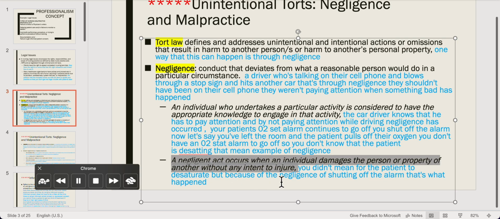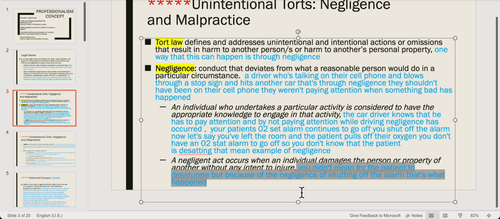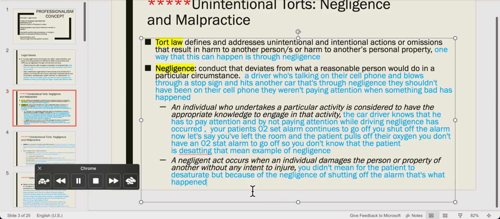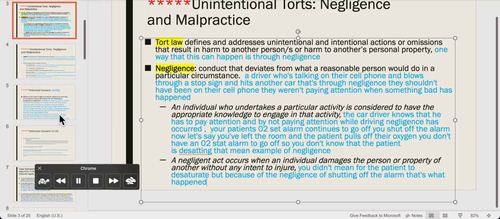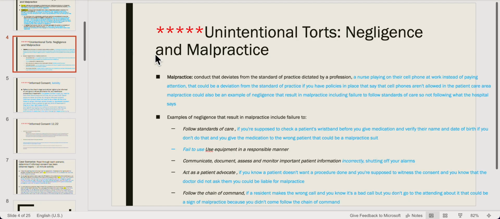A negligent act occurs when an individual damages the person or property of another without any intent to injure. You didn't mean for the patient to desaturate, but because of the negligence of shutting off the alarm, that's what happened.